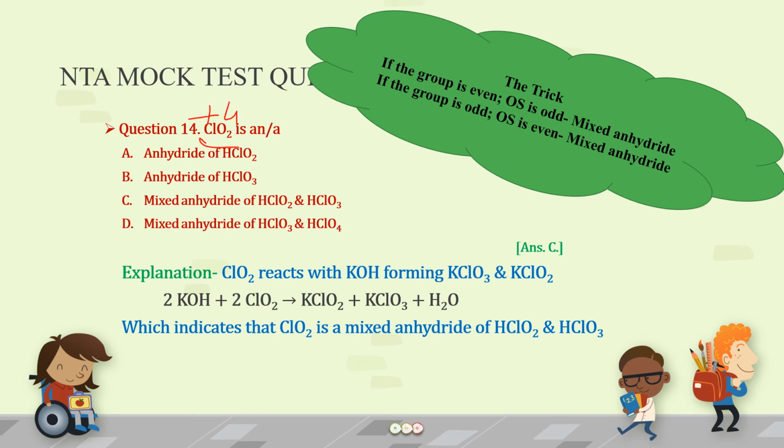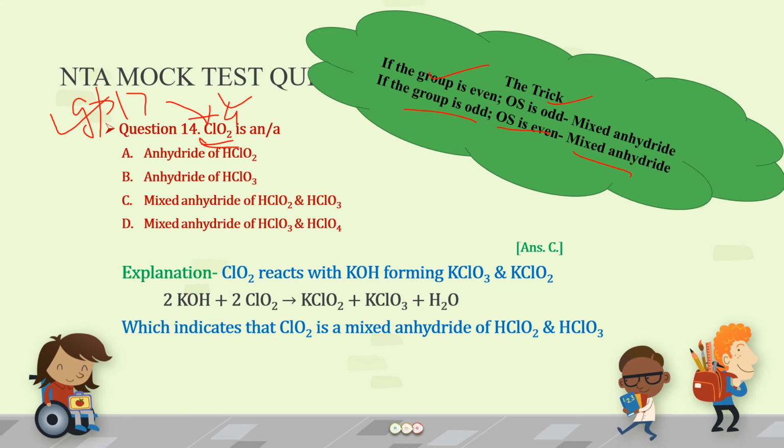Okay, and the other thing that you have to see is which group the central atom belongs to. For example, when we talk about chlorine, this is a group 17 element. So what this means is that the group number is odd and the oxidation state is even. If the group number is odd and the oxidation state is even, it will be a mixed anhydride. Similarly, if there is another example of an oxide where the group number is even and the oxidation state is odd, then also it will be a mixed anhydride. If it is a simple anhydride, the oxidation state and the group number both will be even or both will be odd.